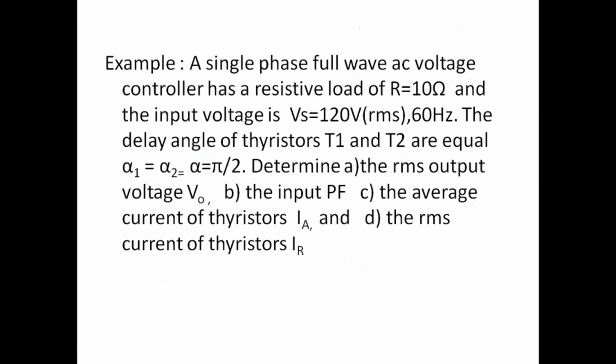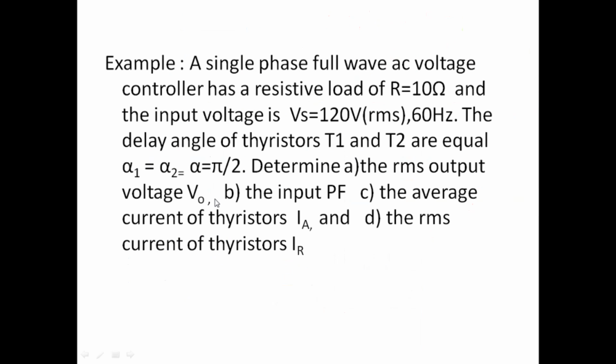In this class, a single phase full wave AC voltage controller has a resistive load of R is 10 ohm and the input voltage Vs is 120 volt RMS and 60 Hz. The delay angle of the thyristor T1 and T2 are equal pi by 2. Determine the RMS output voltage.